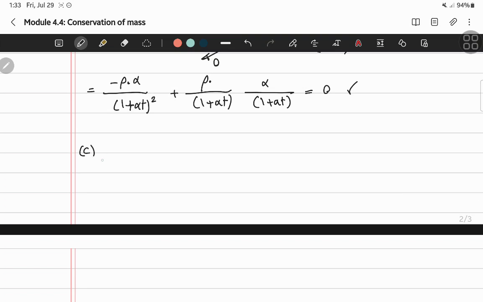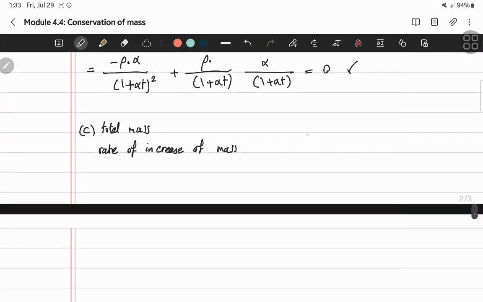Part C says that you have to compute the total mass, and also the rate of increase of mass.